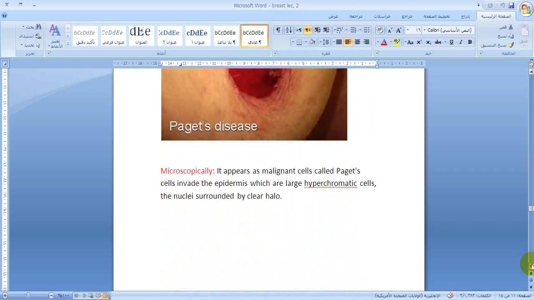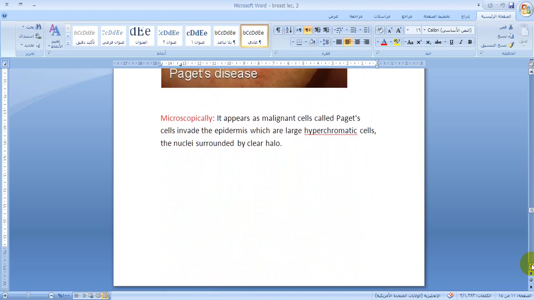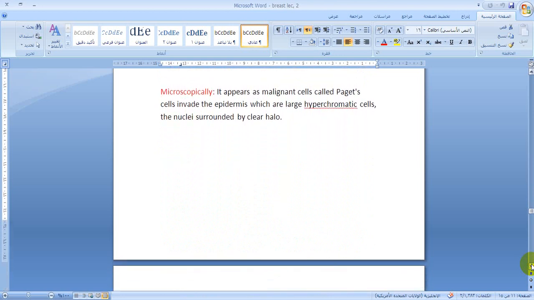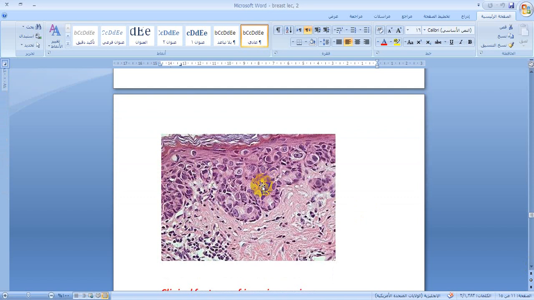Microscopically شلون نشوفه؟ it appears as malignant cells نسميها الباجت disease cells that invade the epidermis، يسوي invasion للإبيديرمس of the nipple and areola with large hyperchromatic cell and the nuclei surrounded by clear halo. هذا هو الباجت disease. هاي هي malignant cell invasion of the epidermis اللي هي large cell with cytoplasmic vacuoles and halo.